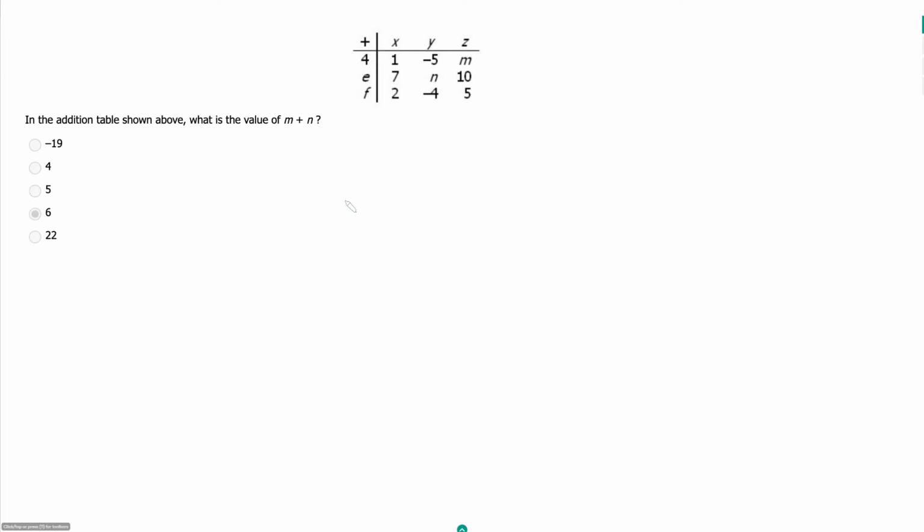In the addition table shown above, what is the value of m plus n? So they give us a table here that they call an addition table, as if that's a thing and we're supposed to be familiar with it. Fortunately, the name describes exactly what it is.